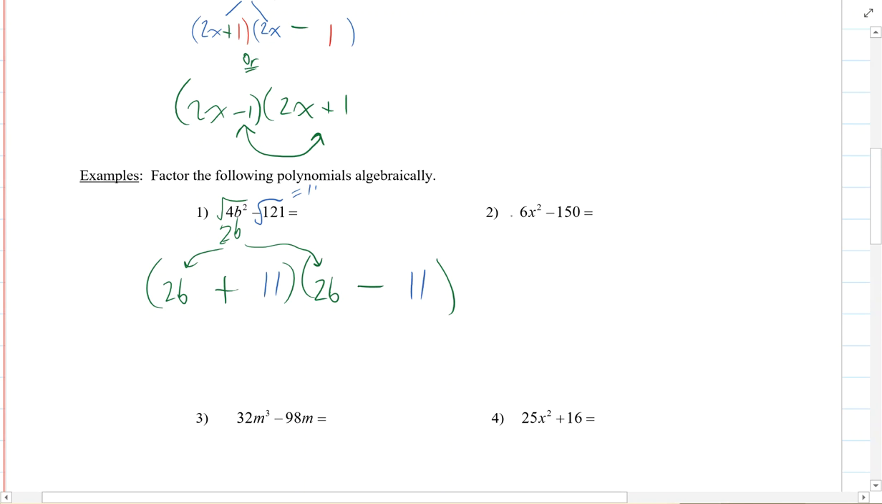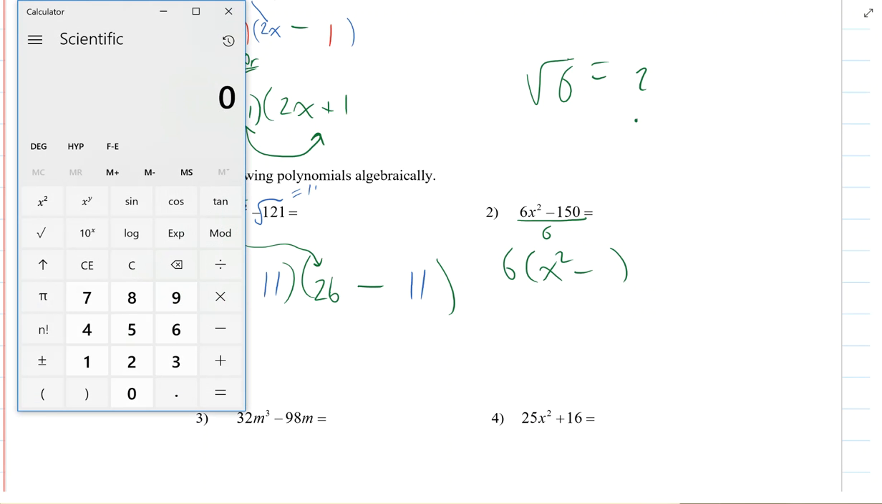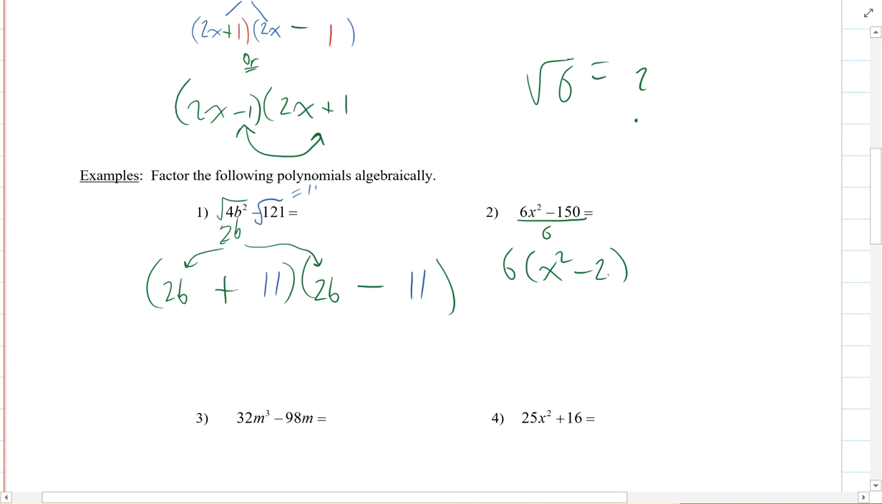Okay, so let's square root this one. Can we square root it? Ooh, root 6. What does that equal? Well, you'd have to go to your calculator. That means you got to take out a GCF first. So let's take out a GCF of 6. That would go up front. Your remainder goes in brackets. X squared minus, I don't know what that is. So I will go and use my calculator. 150 divided by 6, and we get 25. And we know that's right because that's a perfect square.